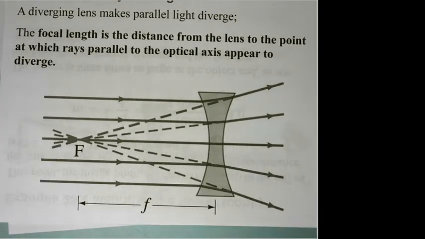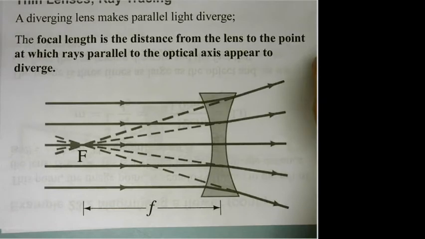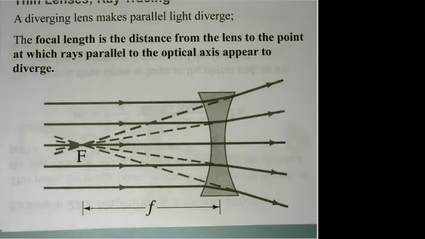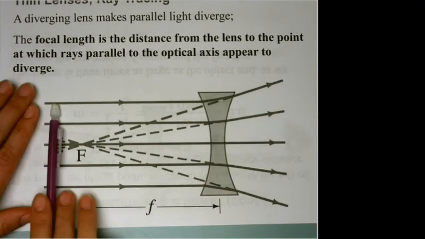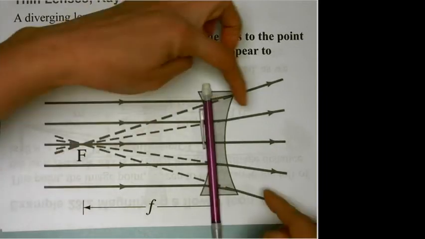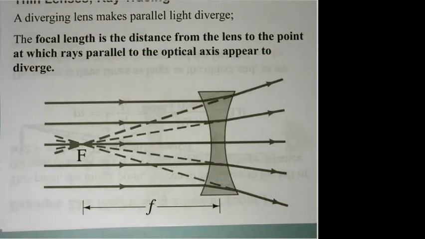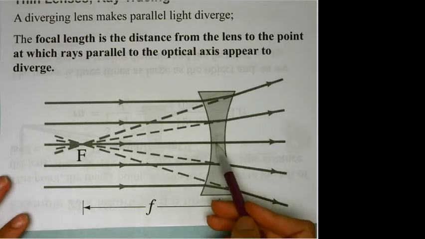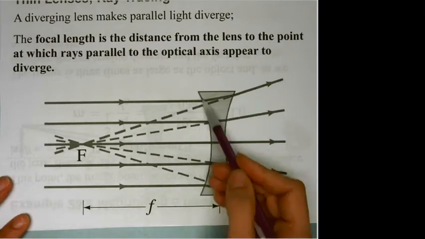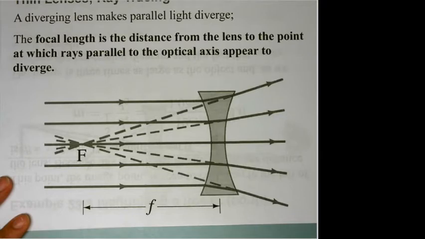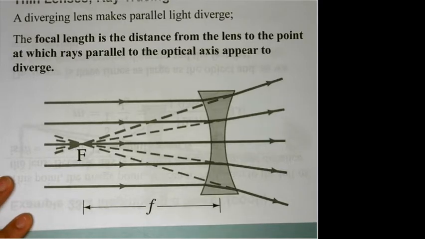We can also have a diverging lens. So a diverging lens is a lens that instead of making incoming parallel rays come together behind the lens, it spreads them out behind the lens. So a diverging lens is always a concave lens, one that curves in the middle. And if you are farsighted, then the lenses that you use in your glasses or your contact lenses are diverging lenses.